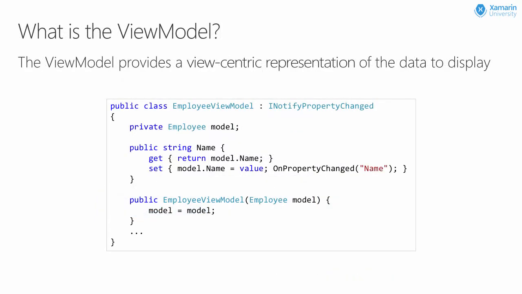The view model is an intermediary between the model, the data, and the view, the presentation. You can think of it as the model for the view, or you could even think of it as the view for the model. Either way is appropriate. It's essentially a data structure that is built specifically for the view to present.